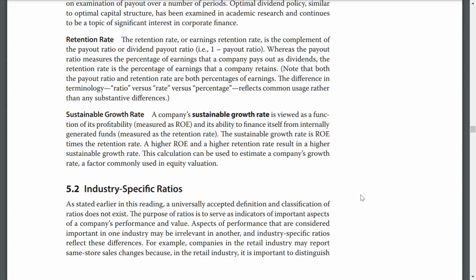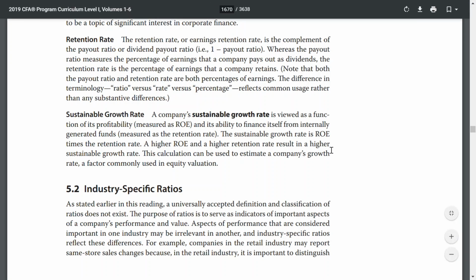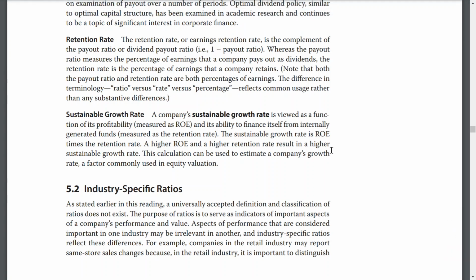Sustainable growth rate. A company's sustainable growth rate is viewed as a function of its profitability and its ability to finance itself with internally generated funds. The sustainable growth rate is ROE times the retention rate. A high ROE and a higher retention rate result in a higher sustainable growth rate. The calculation can be used to estimate a company's growth rate, a factor commonly used in equity valuation.